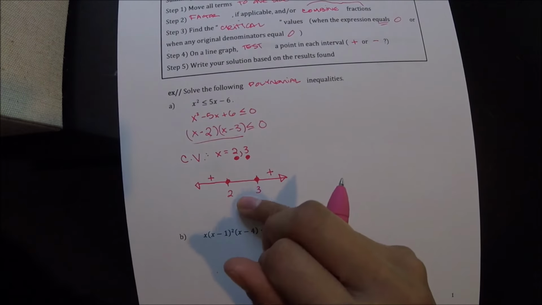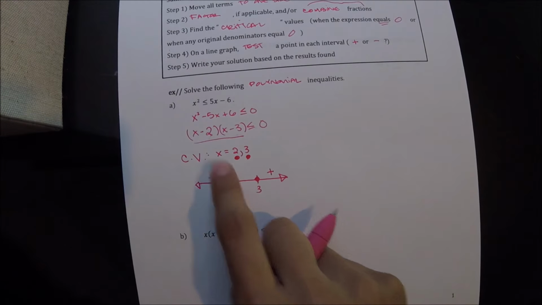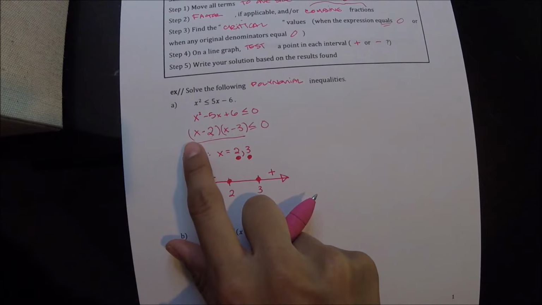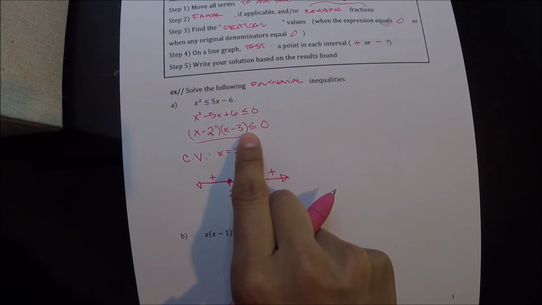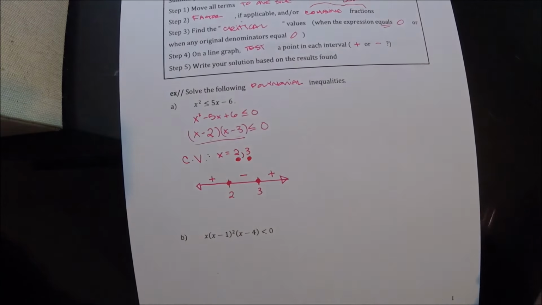And then in the middle, I guess the easiest number to plug in is 2.5, right in between the two numbers. If I plug in 2.5, subtract 2, that's still going to be positive. Here, if I do 2.5 and subtract 3, it'll become negative. So plus times a negative is negative.